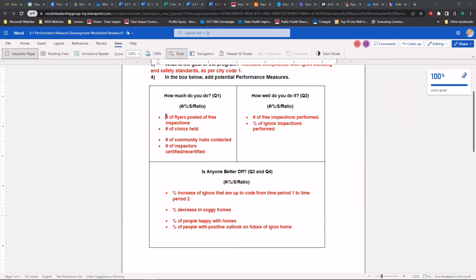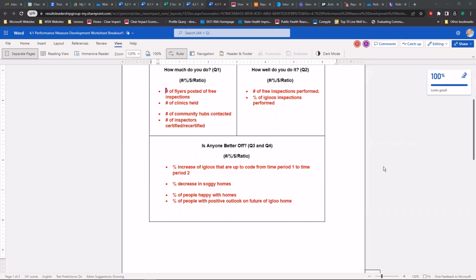How well do we do that was judged by the number of free inspections performed. I guess that'd be based probably on a 2-year basis. And then that is also including the percentage of the igloo homes inspections performed. So yeah, which leads to just anyone being better off.